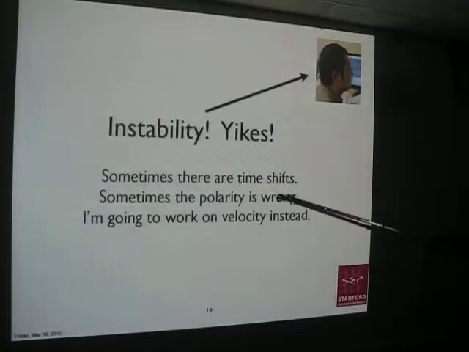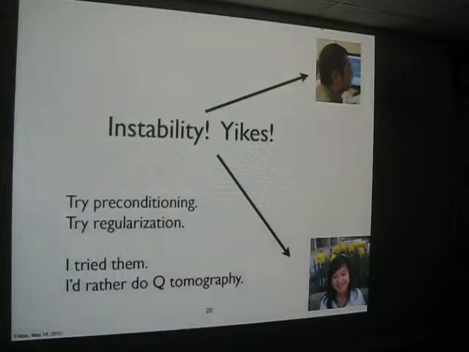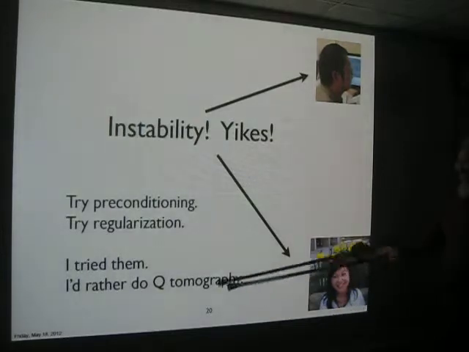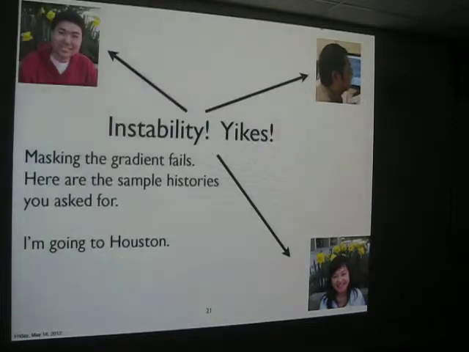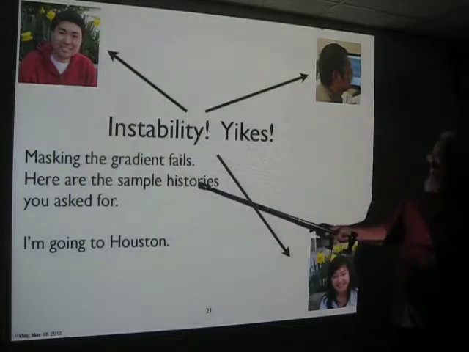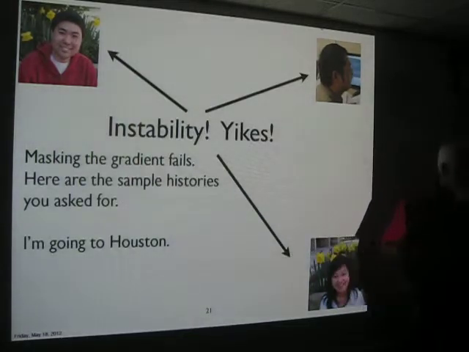So sometimes there seem to be time shifts. This is Yang Zhang here. And sometimes the polarity is wrong, and he says, I think I'll go work on velocity instead. And this is Yishan, and I said to her, well, why don't you try some preconditioning and try some regularization? So we spent a lot of time talking about it. Finally she said, well, I tried them. I think I'd rather do Q tomography. This is Chung Fu. He said, well, maxing the gradient fails, and here's the sample histories that you asked for. He said, I'm going to Houston.